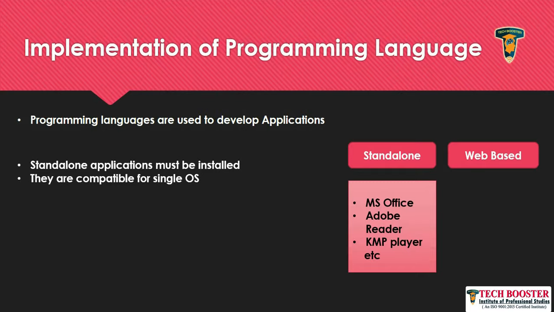The other important thing is that these standalone applications are compatible with a single operating system. Like if you want to install MS Office for Windows, you need to install MS Office for Windows. MS Office for Mac won't be supported in your Windows operating system, and similarly, if you install MS Office for Windows on your Mac, you will get a compatibility error. So this is what we call standalone applications.